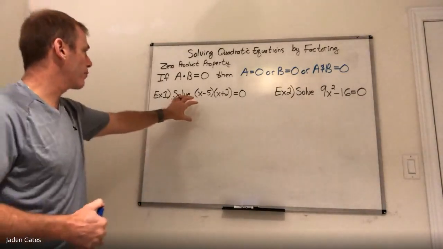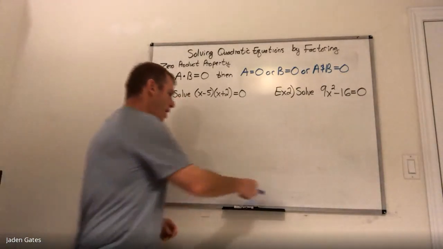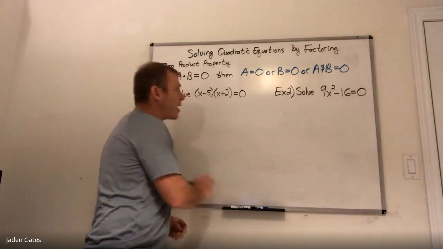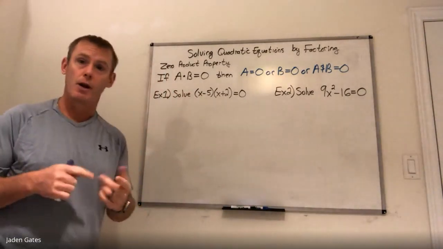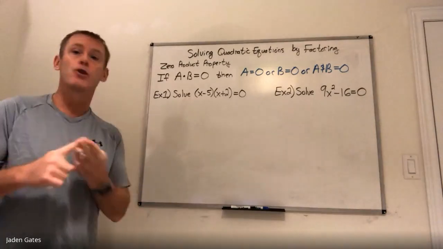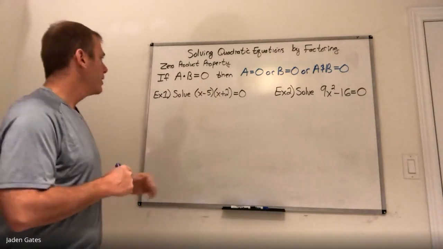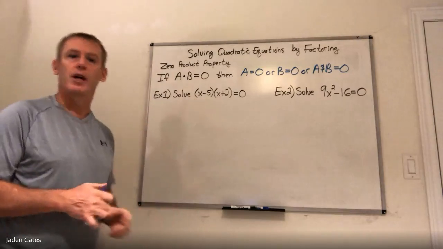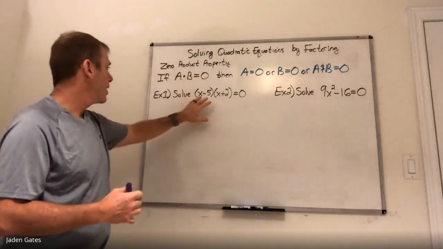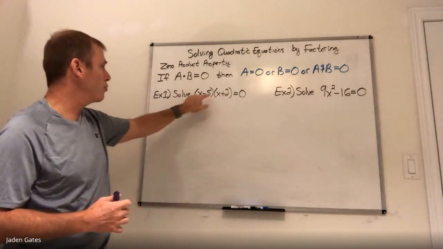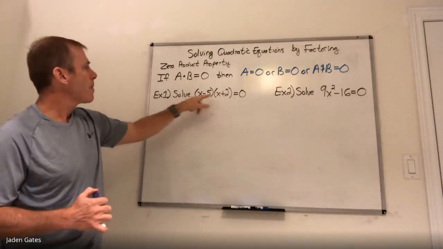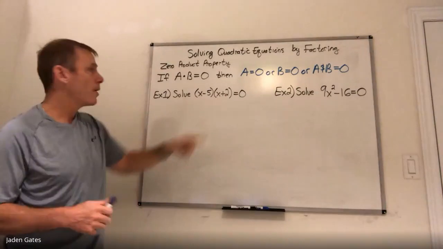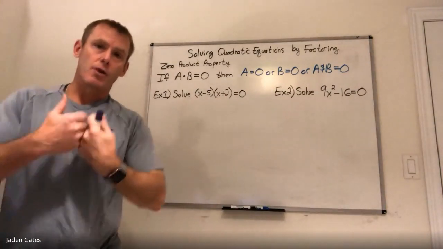So here's what we do for a quadratic equation. The two steps to solve quadratic equations by factoring are, number one, you've got to be able to factor. Number two, we're going to use that zero product property. In example one, I've already factored it. I again have two pieces: A would be x minus 5, and B would be x plus 2. So that's a quadratic that's already been factored.